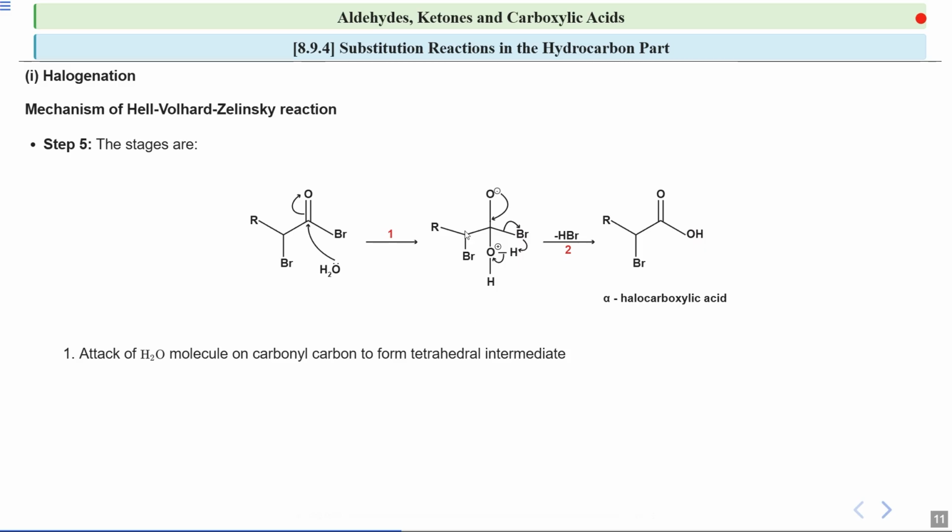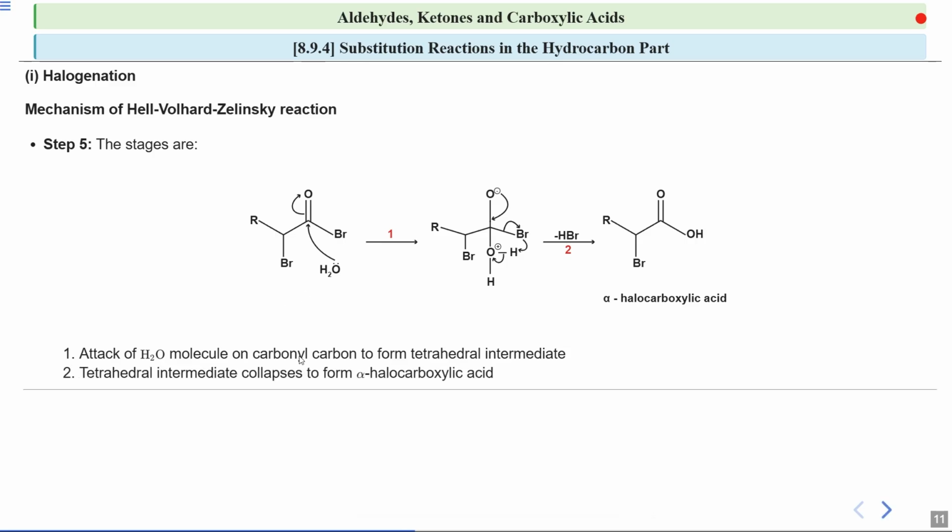And this forms a tetrahedral intermediate, which is a temporary structure where the carbon over here is bonded to 4 different groups. So remember that the carbonyl carbon is especially reactive because of the partial positive charge, which makes it a target for nucleophiles like this water over here. So in the first step, there is attack of an H2O molecule on the carbonyl carbon.